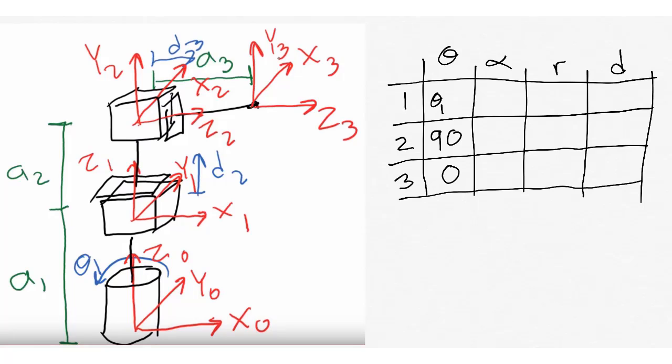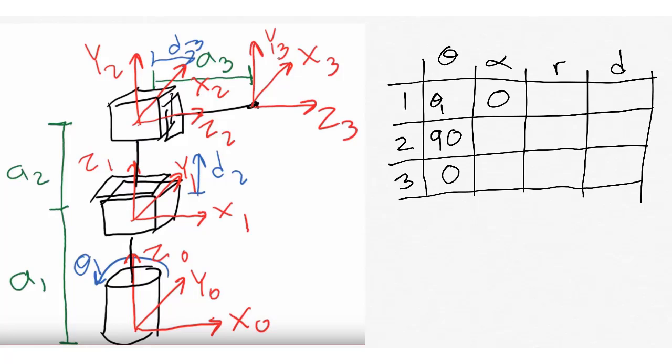Let's take a look at alpha. To find alpha, I first identify the two z directions. z0 is pointing up, and z1 is also pointing up. So there is no rotation needed to get these two z-axes to match. Alpha is 0.